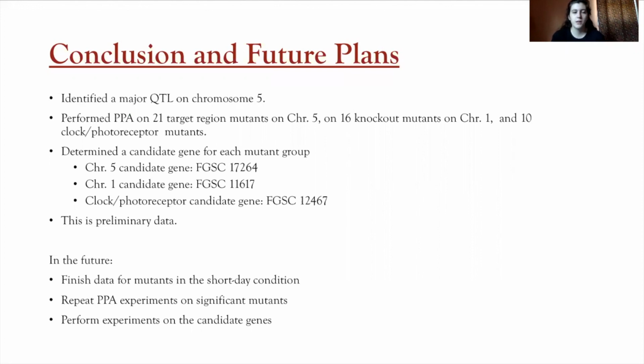I also wanted to say that this is preliminary data and we still need to repeat our experiments to verify our data. In the future, we will finish our data for the mutants in the short day condition, repeat the protoparesthesia experiments on significant mutants, and perform experiments on the candidate genes.